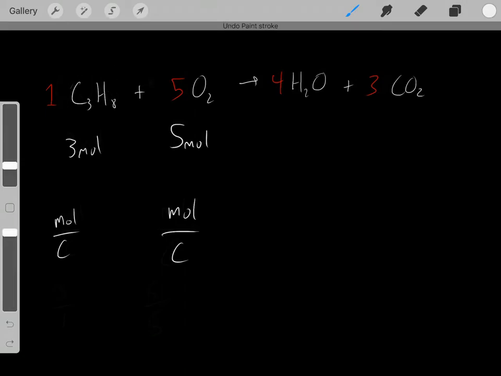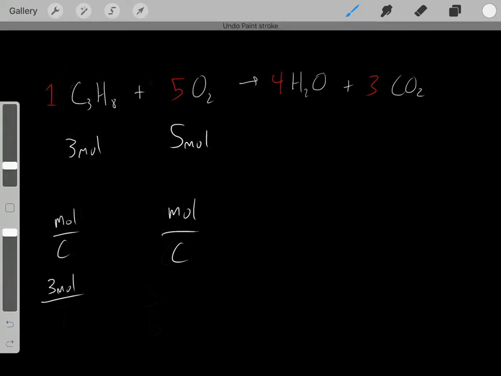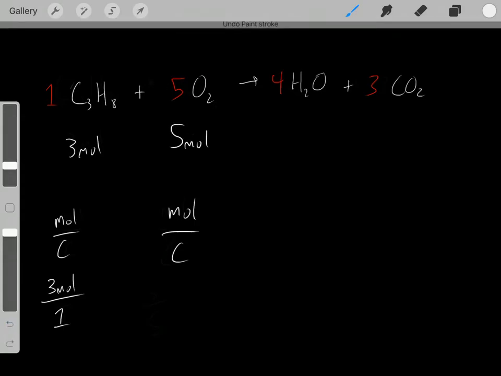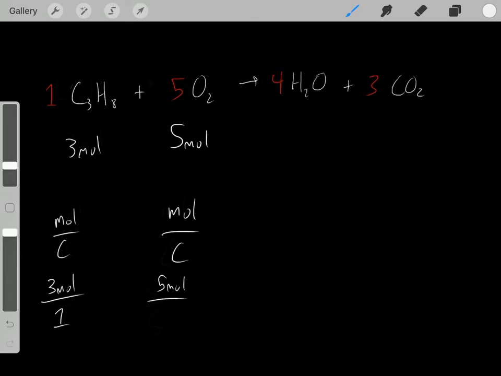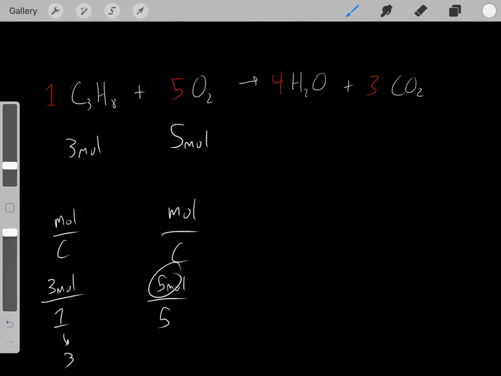For this reactant, we know we have 3 moles. And again, we take the number of moles and we divide it by the coefficient in the balanced equation. We see this is a balanced equation and the coefficient is 1. And we would also do that for this reactant. We have 5 moles, and we would divide it by the coefficient in the balanced equation, which for this reactant is 5. So 3 divided by 1 gives you 3, and 5 divided by 5 gives you 1.